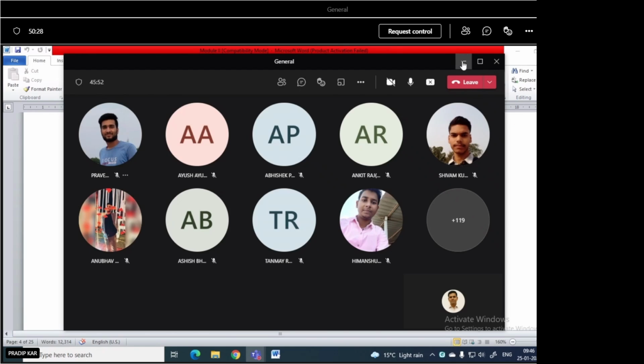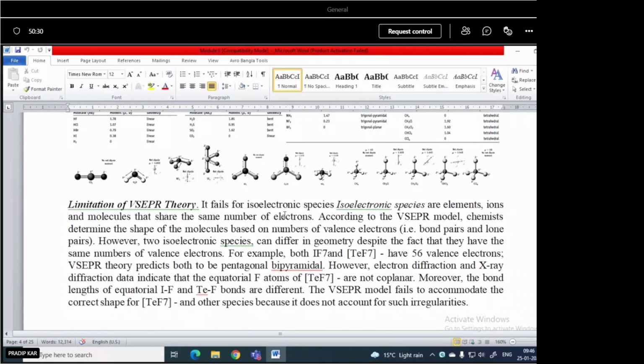Okay, so here are the limitations. According to VSEPR theory, the shape of the molecule we can determine depending on the bond pair and lone pair repulsion. However, two isoelectronic species can differ in geometry despite the fact that they have the same number of valence electrons.